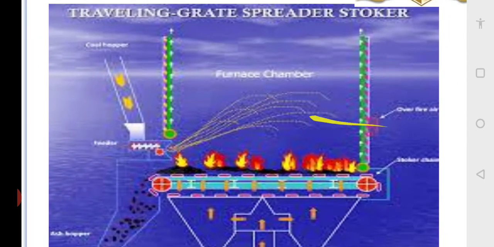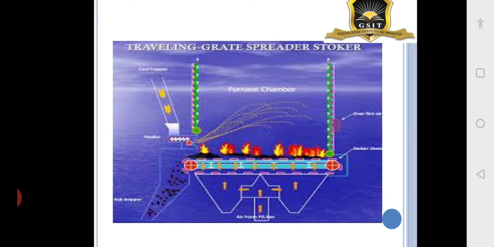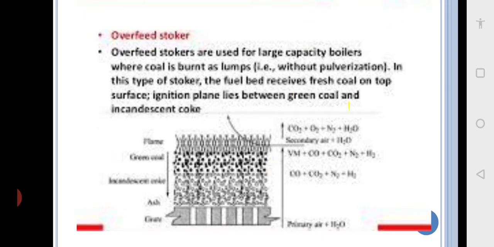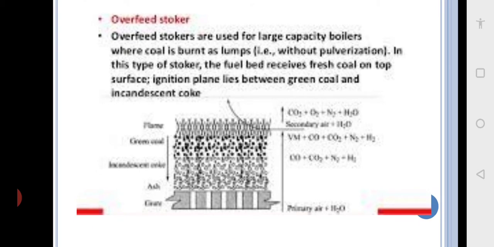So these are actually new terms for you, like stoker, grate and all, but over a period of time you will become accustomed to that. So there are also different types of stokers. One is overfeed, which means it is fed from the top. It is called an overfeed stoker, used for large capacity boilers where coal is burnt as lumps, that is, without pulverization. In this type of stoker, the fuel bed receives fresh coal on the top surface.